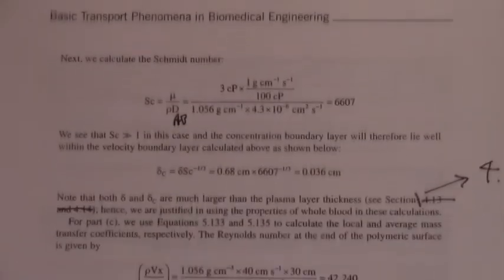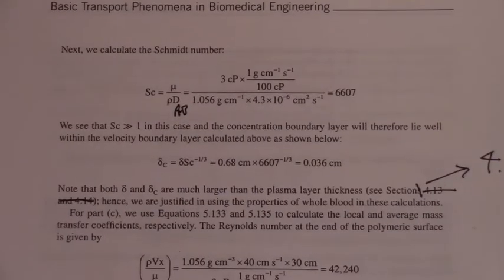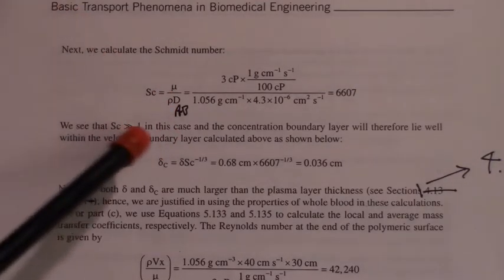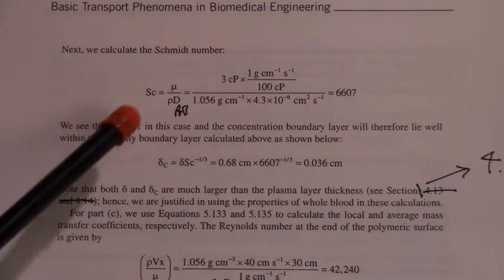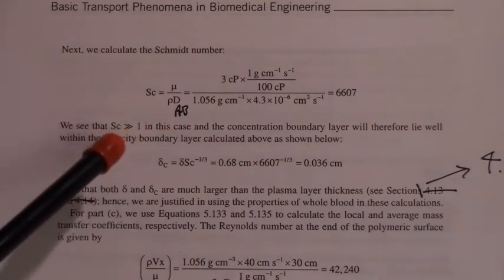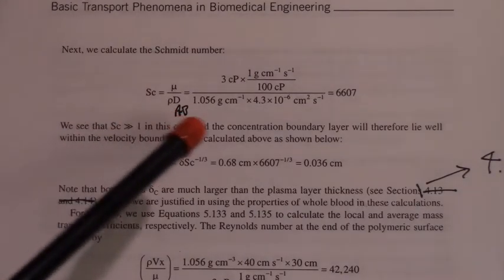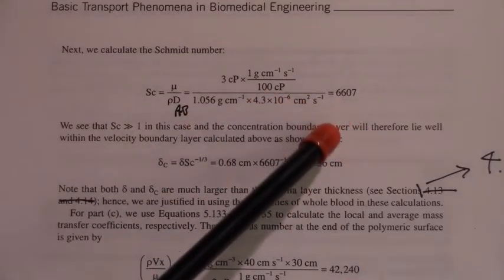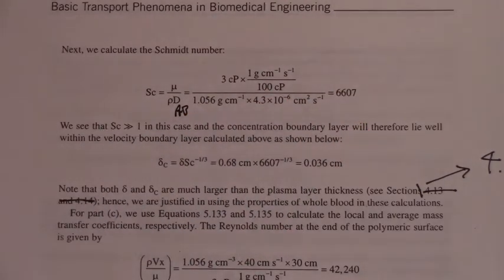At the top of the next page, we calculate the Schmidt number for this problem. So here's the Schmidt number calculation. We need the Schmidt number in order to calculate the concentration boundary layer thickness. Put in all the numbers, we get a Schmidt number of 6607, which is typical of the Schmidt number for a large solute diffusing in a viscous material.